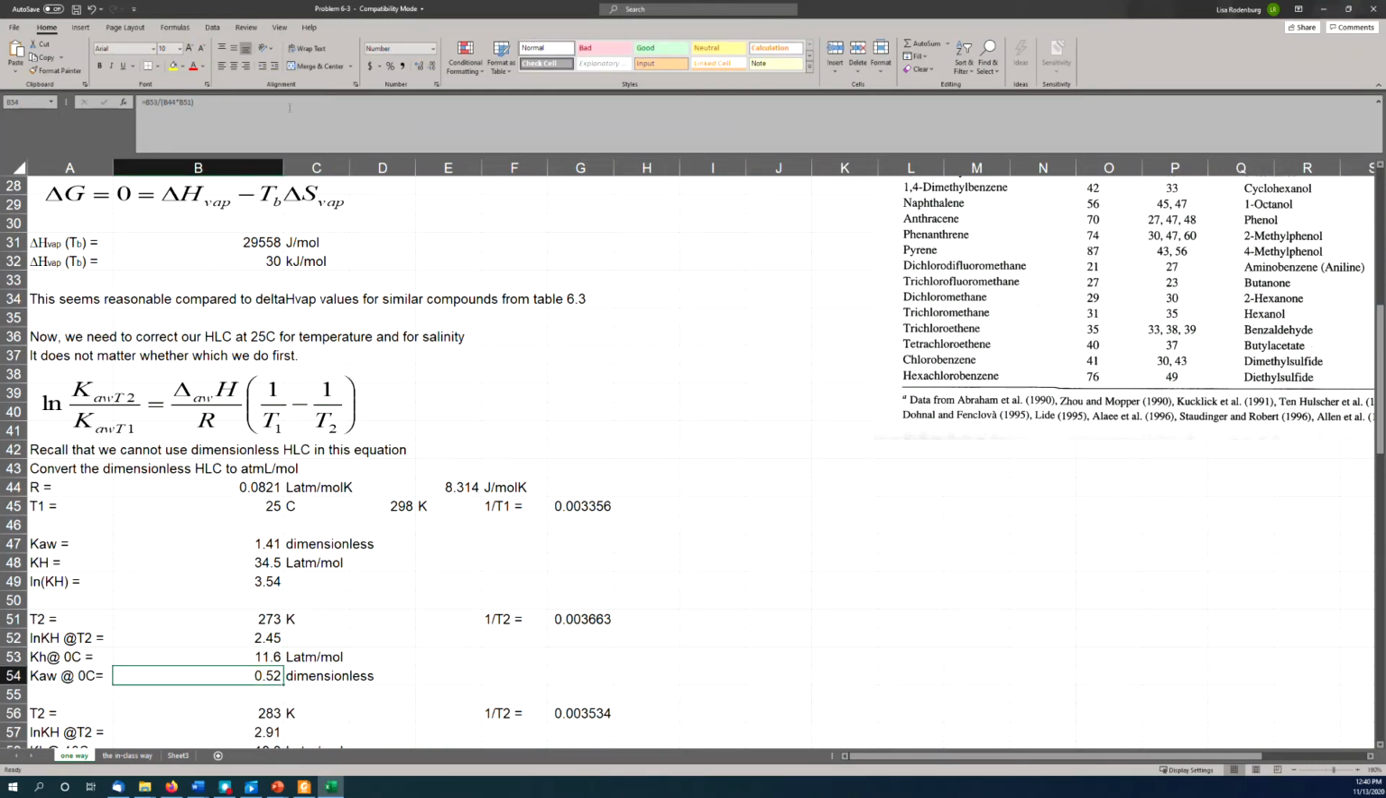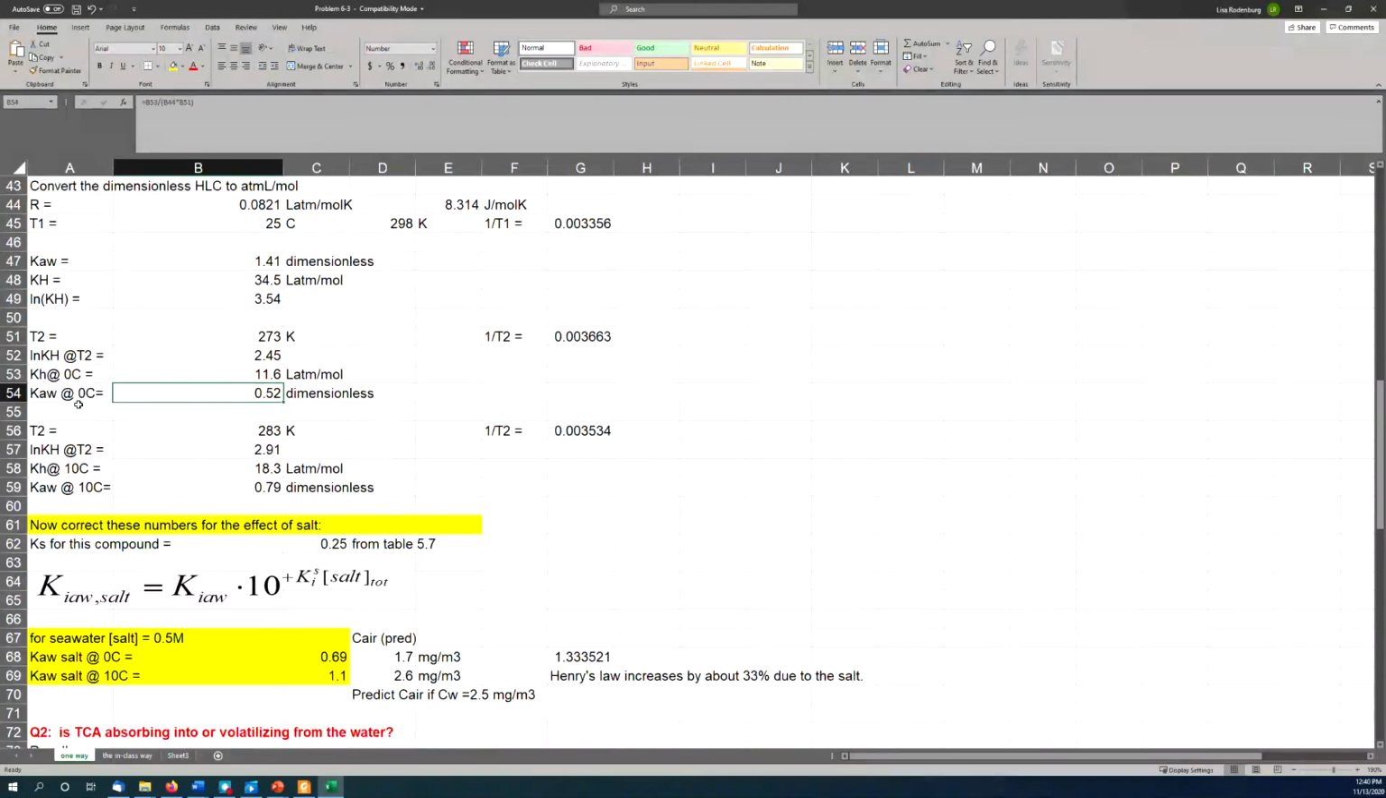And then you're going to convert it back to dimensionless units, because that's what I need, because the concentrations I was given are in milligrams per cubic meter. And so I divide one by the other, I lose my units, I need dimensionless units on my Henry's law constant. So I get 0.52. Okay, that's at 0 degrees Celsius. I do exactly the same thing for 10 degrees Celsius, and I get 0.79 as my dimensionless Henry's law constant.